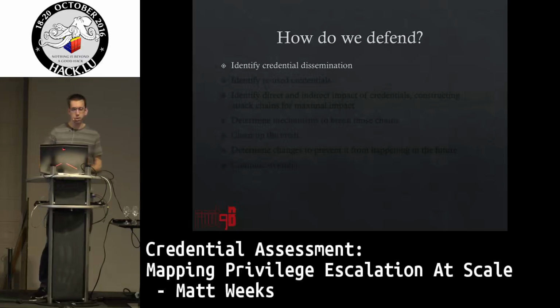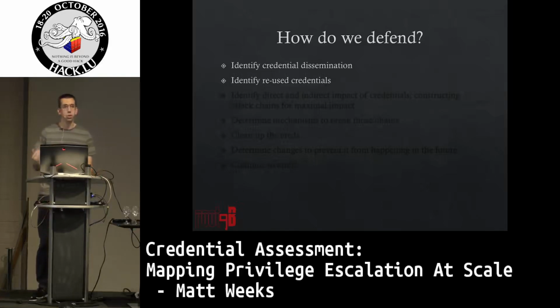The first thing we do is identify the credential dissemination, figuring out where all the credentials are that we can find across all the systems on the network. The next thing we do is identify reused credentials. This is a huge initial vector, especially with things like local accounts.